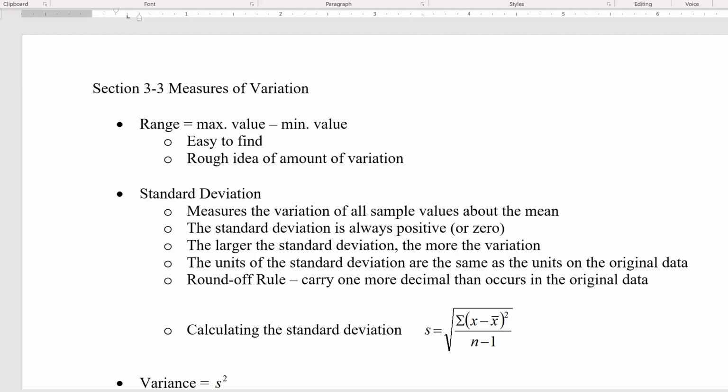For section 3.3, we're going to discuss measures of variation. We've seen most of these first parts before, so I'm going to emphasize what we need to know. We've talked about range before, the max minus the min, easy to find, a rough idea of variation, kind of tells me the spread of the data. Another question we should keep discussing as we go is, are these resistant to outliers?